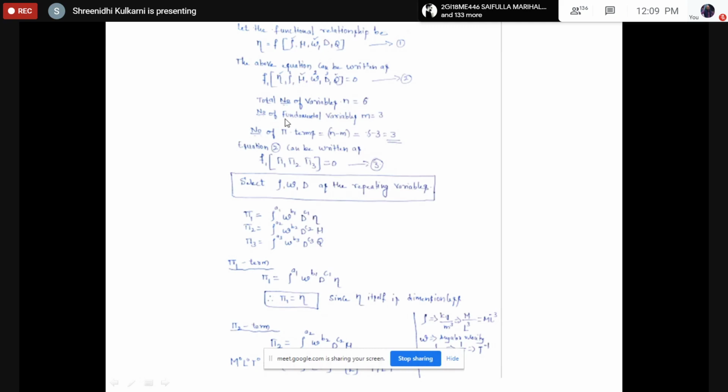And the number of fundamental variables, or fundamental dimensions, is M, L, T. So that is 3. Small m is equal to 3. And we want the number of pi terms, so pi terms is n minus m, so it is 6 minus 3. So we'll get 3 pi terms.